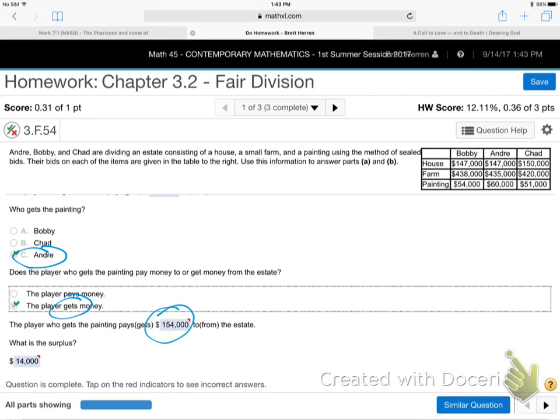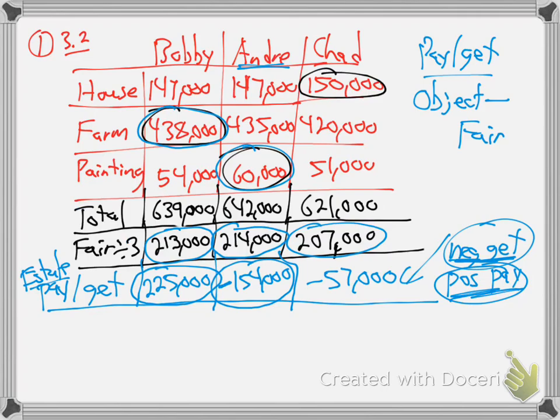Now, here comes the last question. It's the only one we haven't answered. What is the surplus? I'm telling you, it's 14,000. How did I come up with that? What is surplus? Surplus means extra left over in the estate when all is done. So here's how you calculate surplus. Super easy. Last thing on this problem.